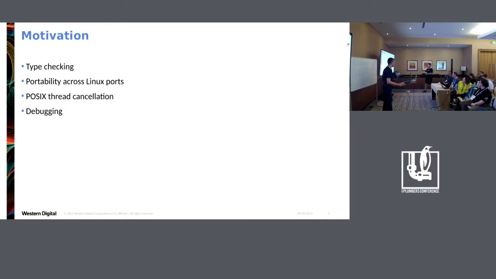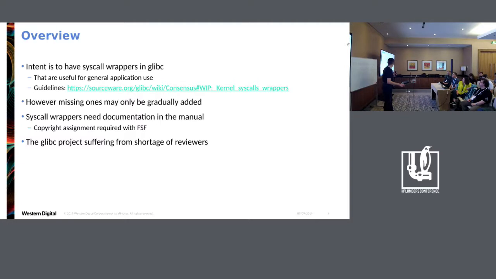And debugging, the thing is essentially you can place a breakpoint at the single entry point at the syscall wrapper rather than having to chase all the syscall invocations in assembly. Traditionally, all the syscalls used to be wrapped by C libraries, and glibc used to do that as well, but a historical mistake was made at one point that we stopped doing that, and the lesson has been learned, and we decided to do this again, essentially.